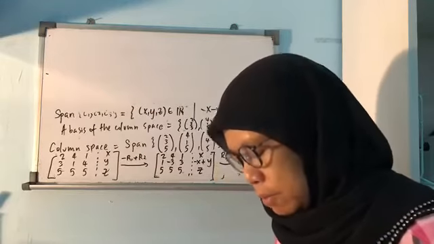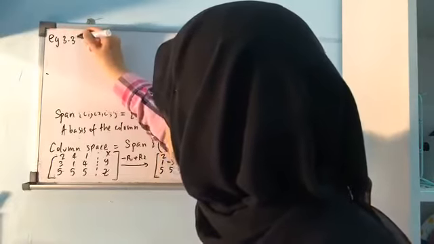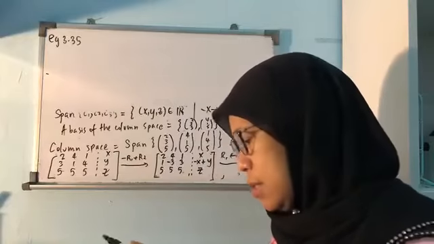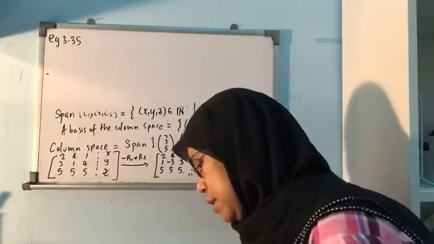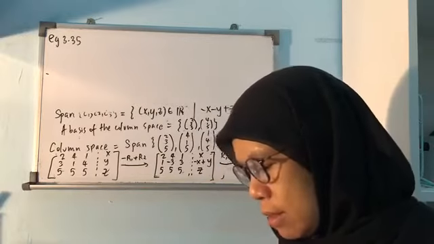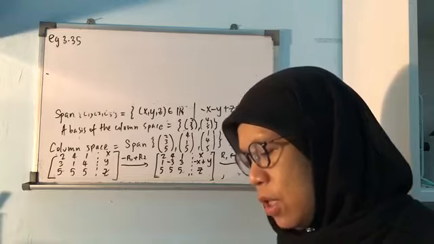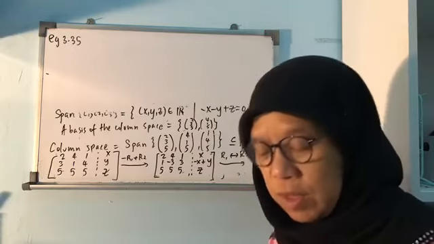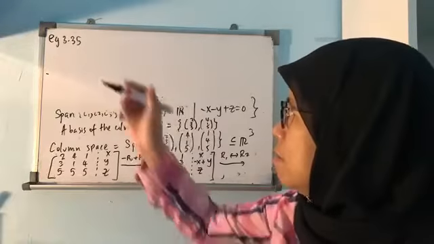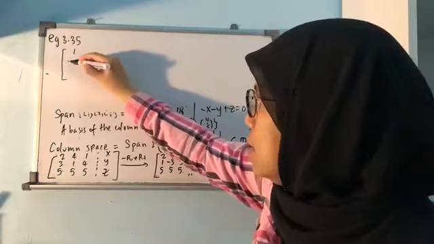Okay. Example 3.35. You are given already the vectors. Find the basis for the vector space that are spanned by the vectors. The question asks you to find the basis. So there are two ways to solve this. First, you make it as column. One way before, what we do is we write like this.